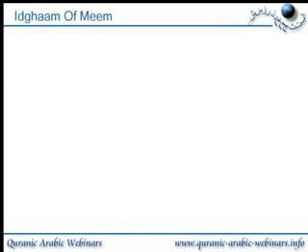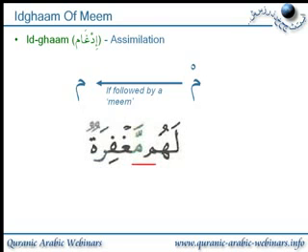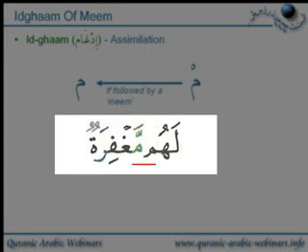So the idgham of mim. Again, idgham means assimilation, and we have mim sakin followed by another mim. Here's an example: this is lahum maghfira. What's happening here is we've got a mim sakin in lahum, and the next word starts with mim. They're applying this idgham, so they're assimilating the 2 mims together.